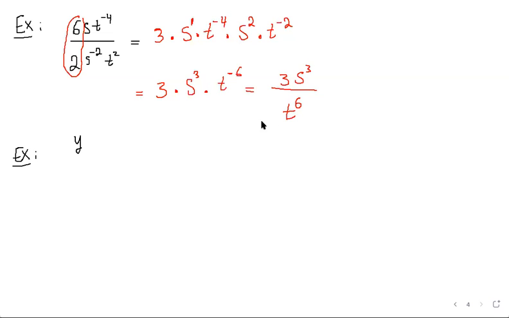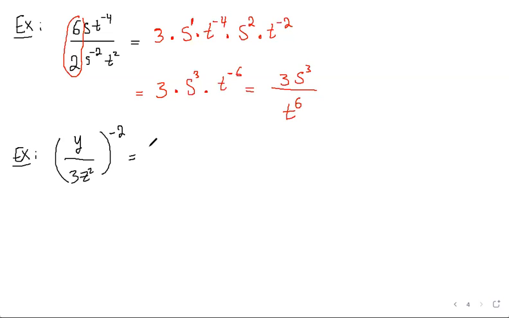Okay, another example is y over 3z squared, everything to the power -2. Again, the same idea. Who will do it? Kimberly, you want to do it? Sure. Okay, so we're simplifying it, right? Yeah, simplifying. How do you simplify it?